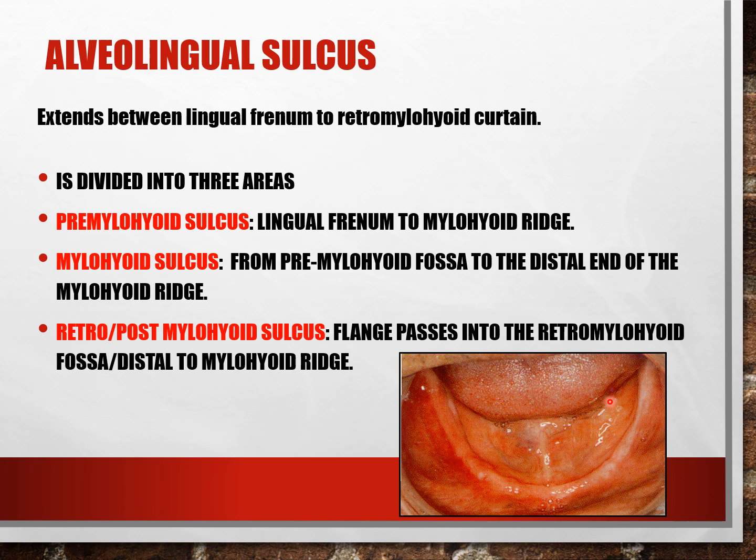So coming to the retro or post-mylohyoid sulcus. The flange passes deep into the retromylohyoid fossa distal to the mylohyoid ridge. So the area, the sulcus that lies distal to this mylohyoid ridge is the post-mylohyoid sulcus. So what did we see now? The mylohyoid sulcus divides your alveolingual sulcus into three parts. That is pre-mylohyoid, that is before the mylohyoid muscle; the mylohyoid, that extends till the distal end of your mylohyoid ridge; and the retromylohyoid that comes after the mylohyoid ridge.